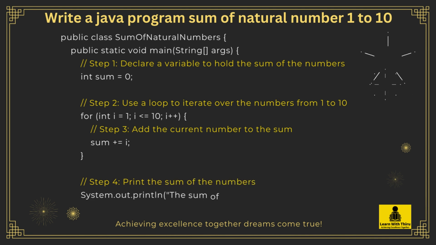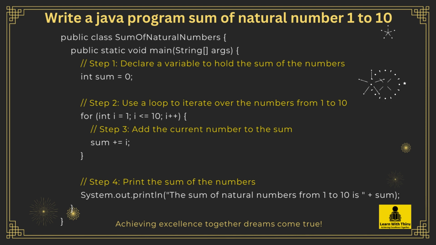Step 3. Add the current number to the sum. sum += i, closing curly bracket. Step 4. Print the sum of the numbers. System.out.println("The sum of natural numbers from 1 to 10 is " + sum); closing curly bracket, closing curly bracket.